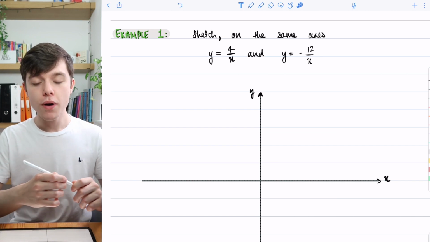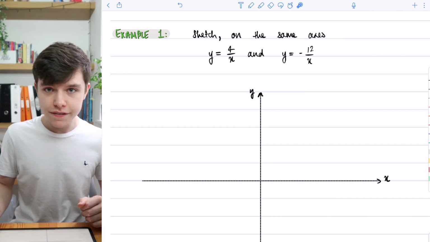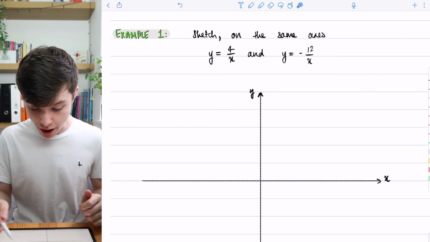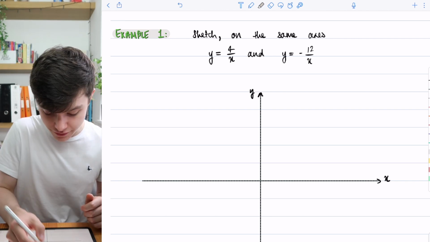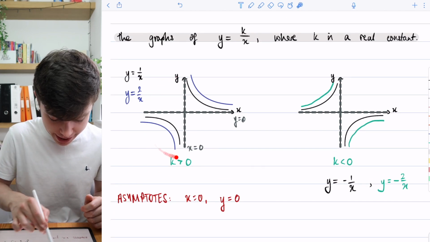Okay, if you've had a go, then let's see whether you've had the correct go. So y is equal to 4 over x. It's a positive number on the top. We've got a positive k value, so it's going to look like this general shape here.